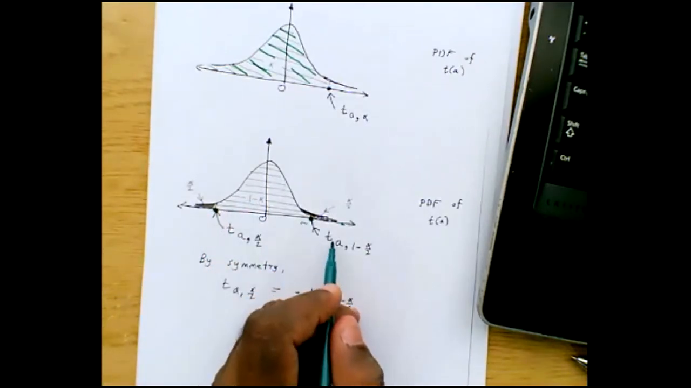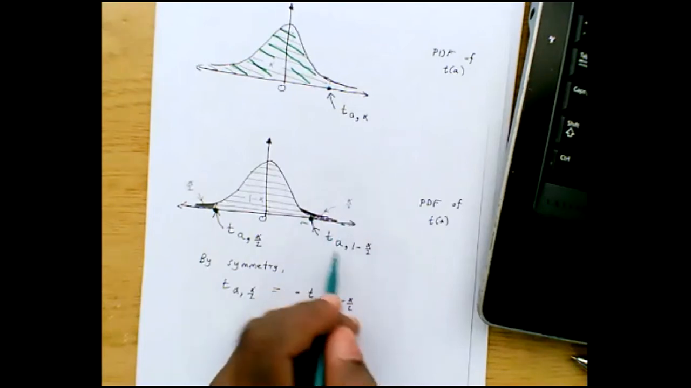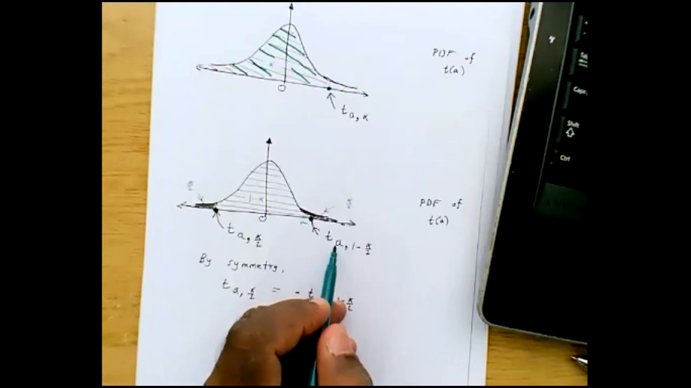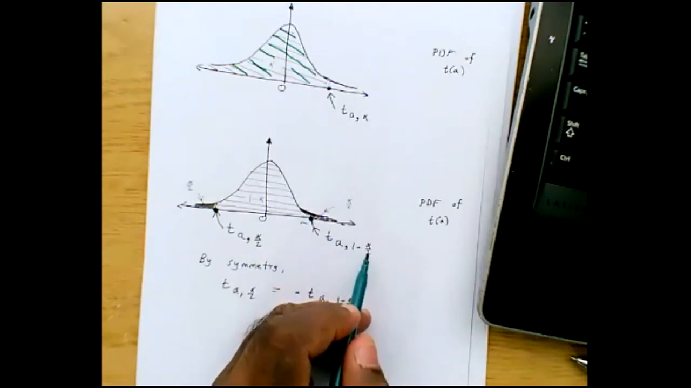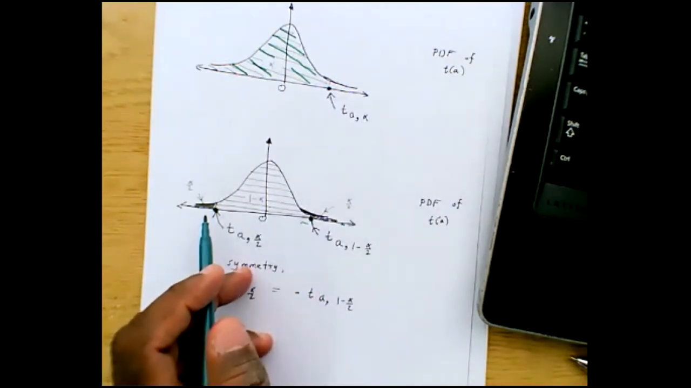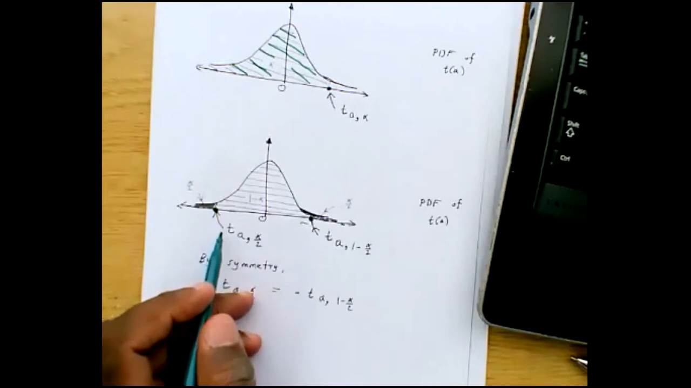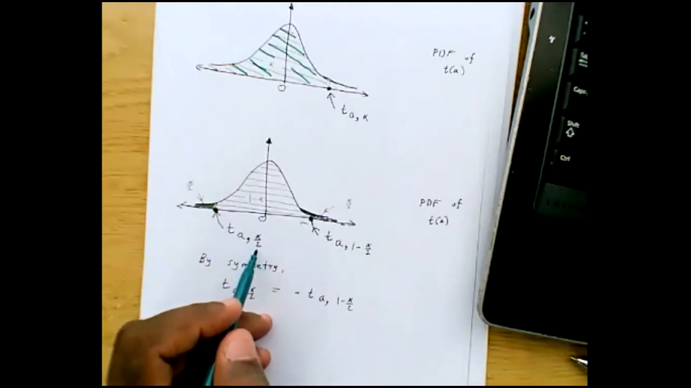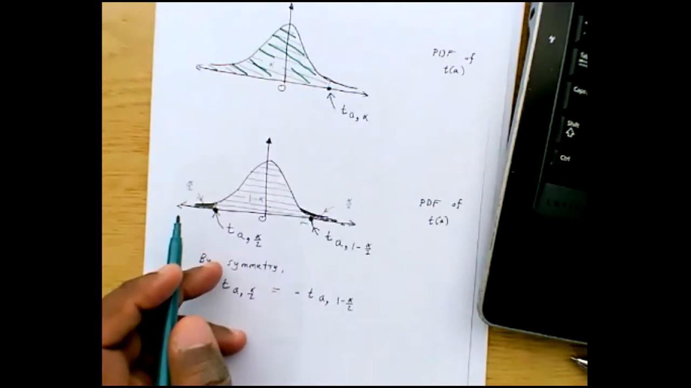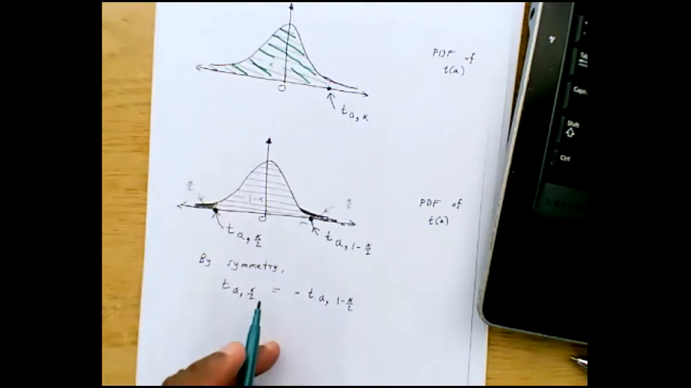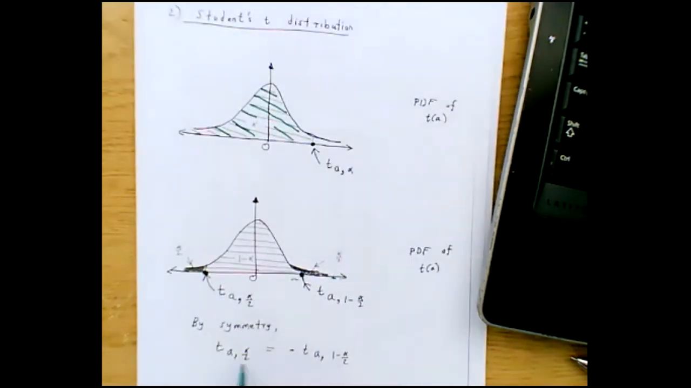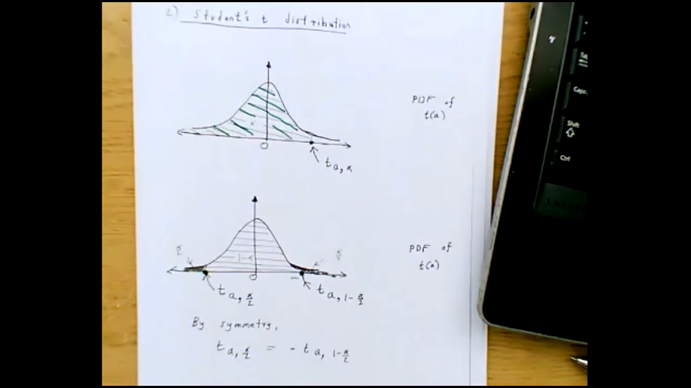So in this case, the notation for this point is t subscript a, 1 minus alpha by 2, where a is the degree of freedom, because 1 minus alpha by 2 is the area to the left. And the notation for this is t subscript a, alpha by 2, because alpha by 2 is the area to the left, right? Once again, because the t distribution is symmetric, this is equal to minus of this, right?